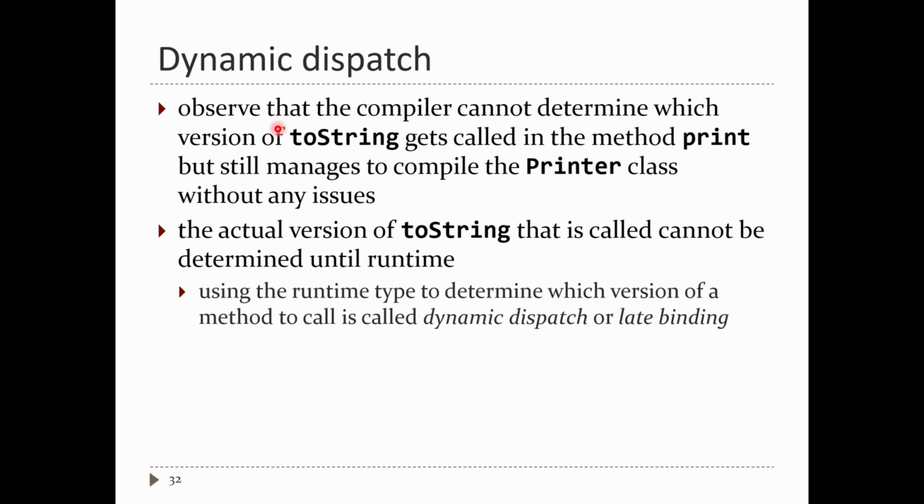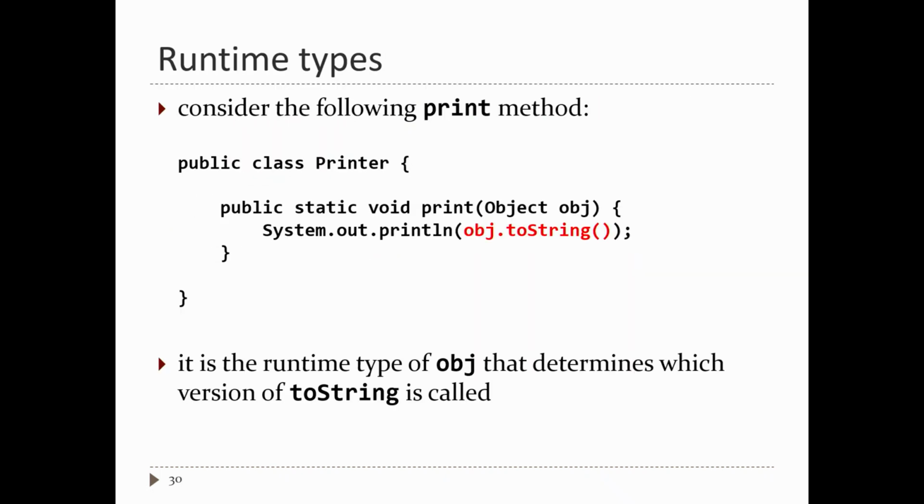All right, so the compiler can't tell. When you look at this code here, this is all that the compiler sees. The compiler sees there's a call to toString using obj. The compiler says, does Object have a toString method? The answer is yes. And so the compiler is perfectly happy with this code. It does its work, and away you go.